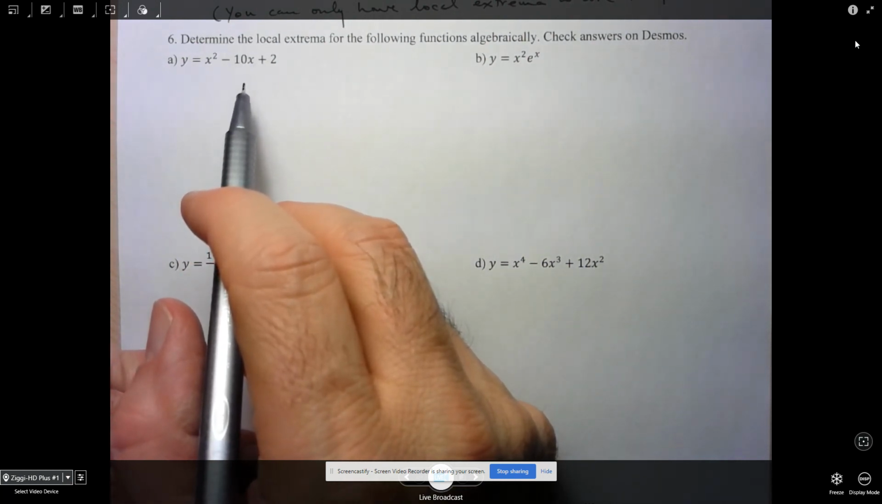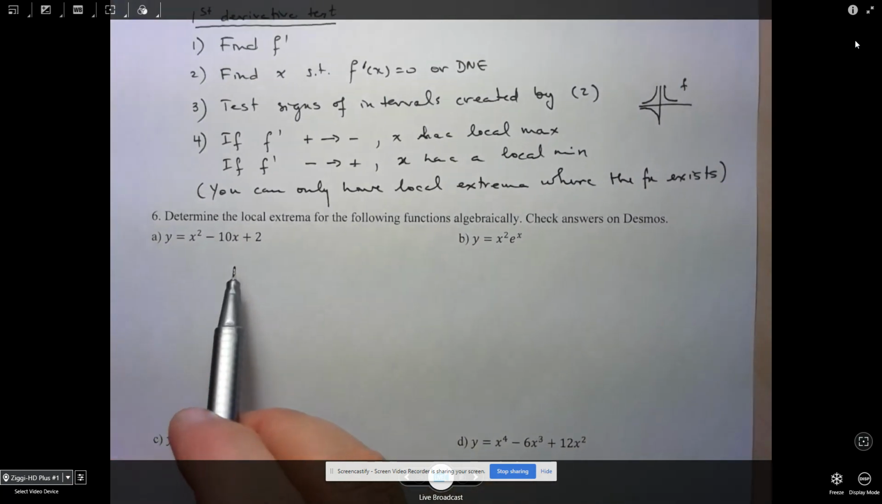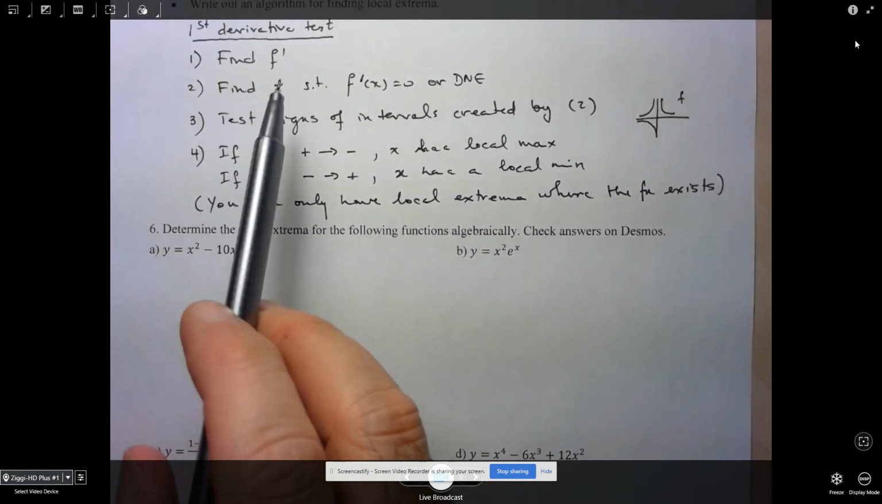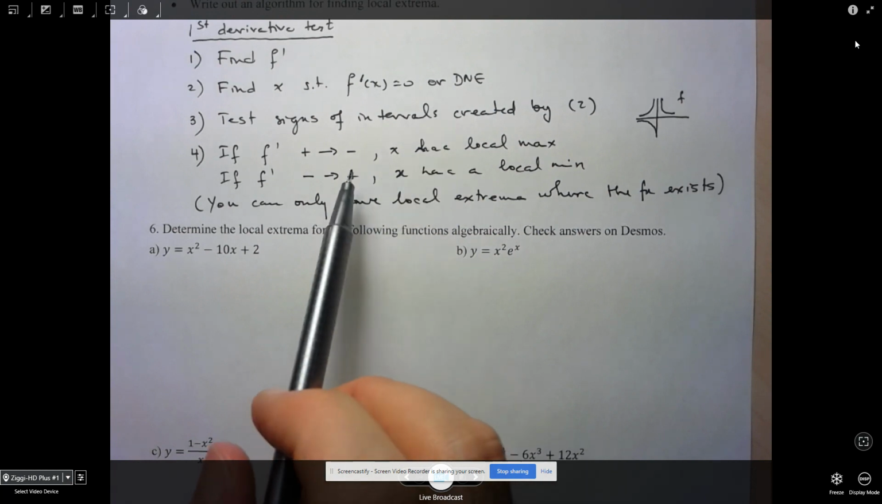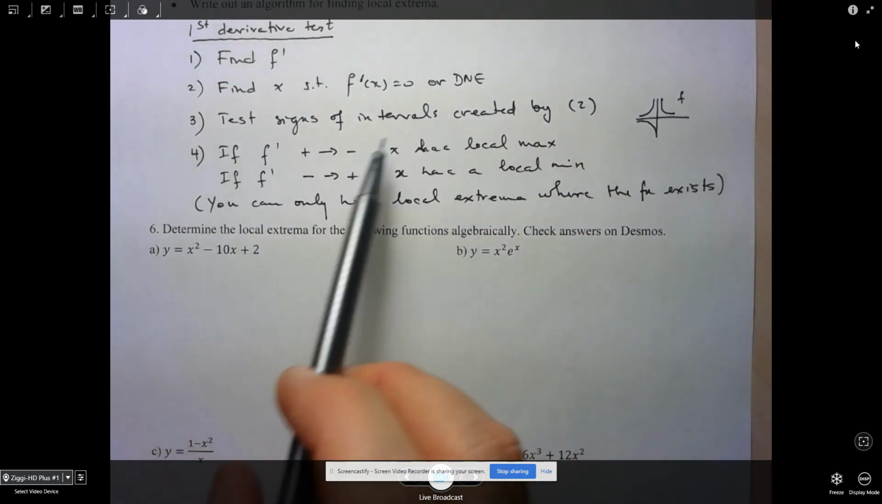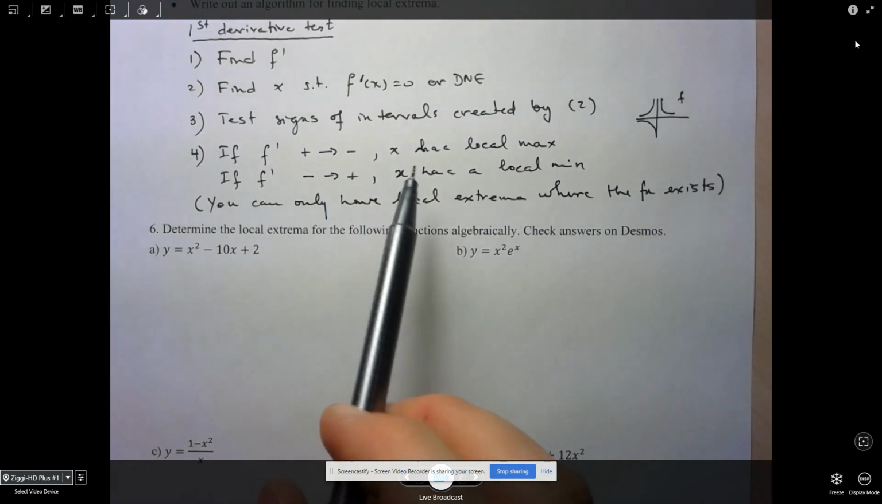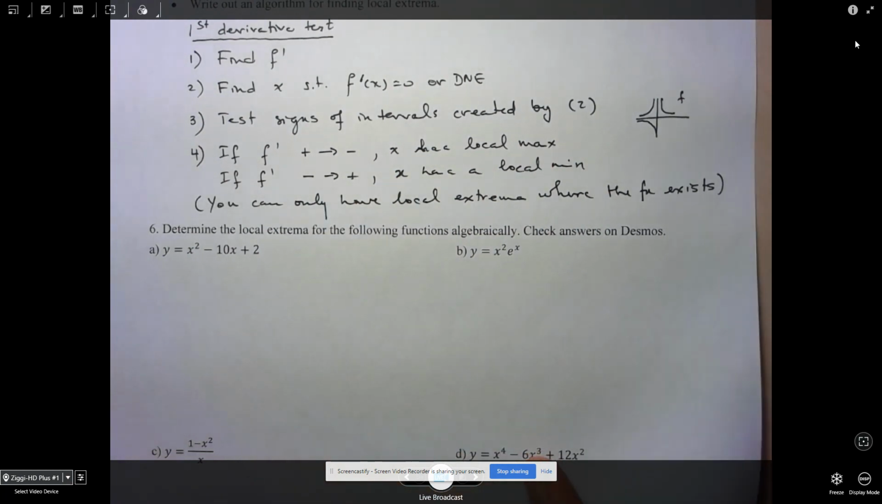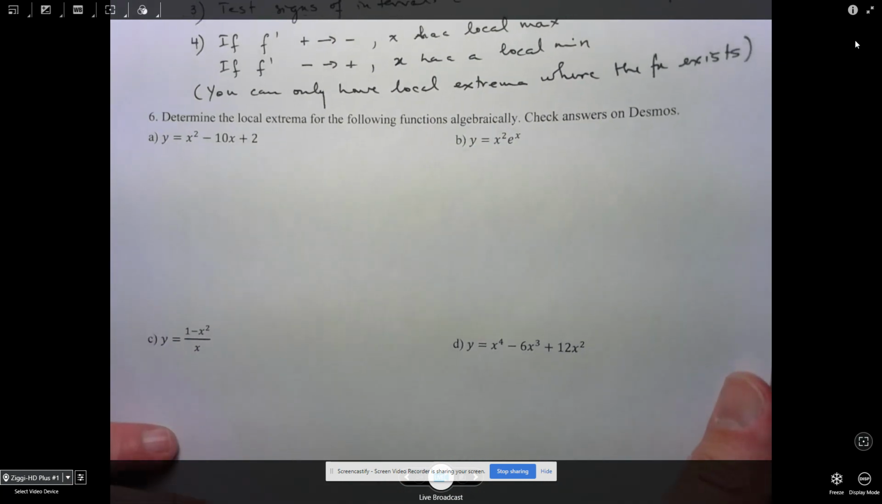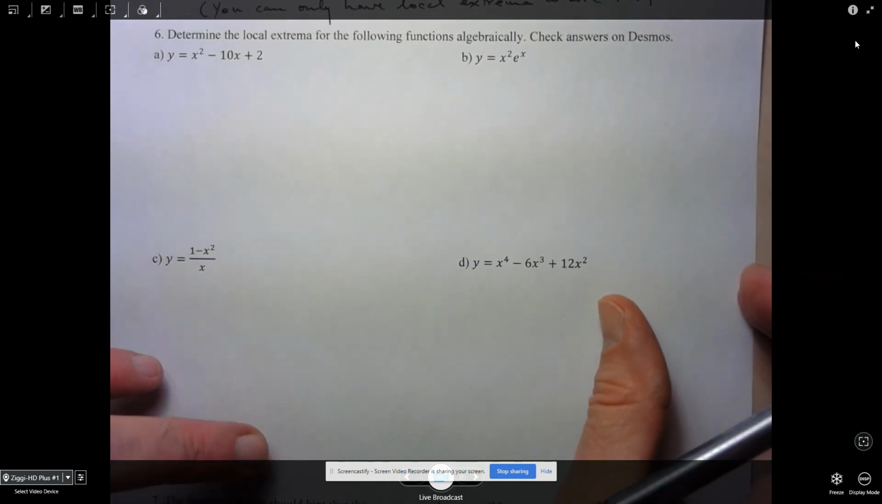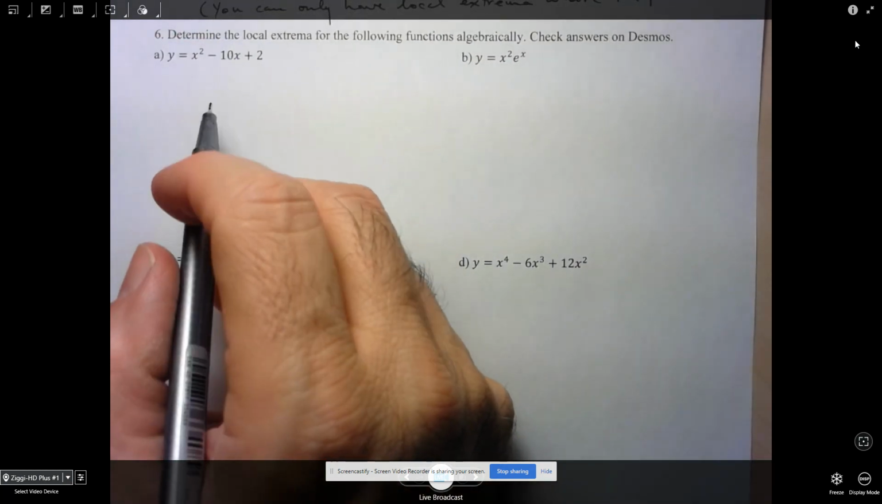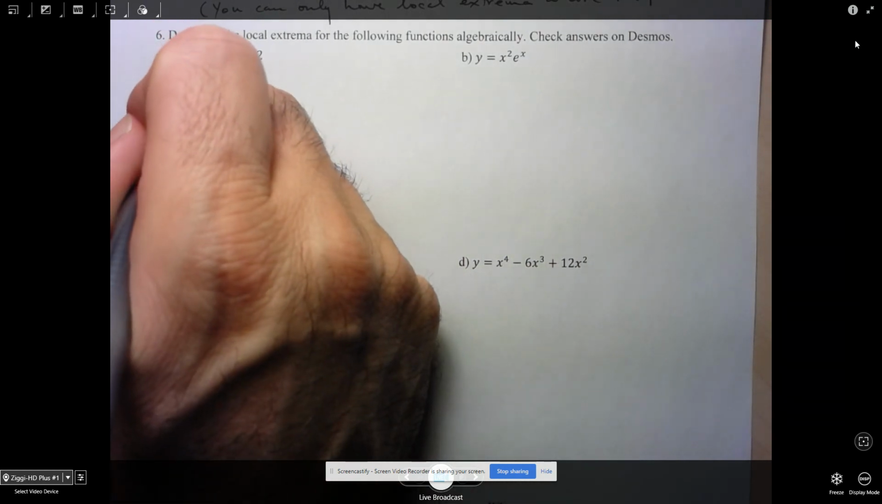Okay, so let's remember our first derivative test here. We find our derivative, find the x that make it equal to 0 or not exist, test the sign of the intervals. If it changes sign, depending on how it changes sign, we'll have a local max or min. And of course, we're only interested in points where the function actually exists. So no need to worry with any points on a parabola. They all exist. So let's start by finding the derivative.